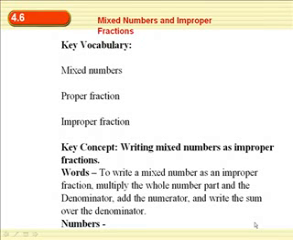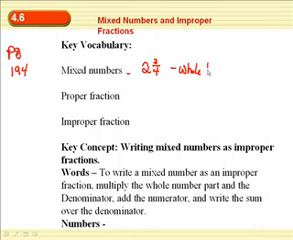Okay, this is 7th grade math, page 194 in your book. We got 3 vocabulary words. Mixed number. An example of a mixed number is like 2 3/4. It has a whole number and it has a fraction.